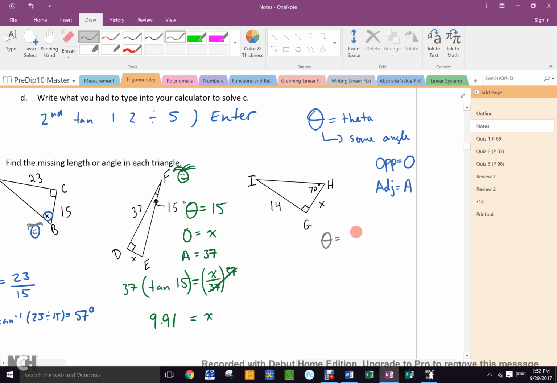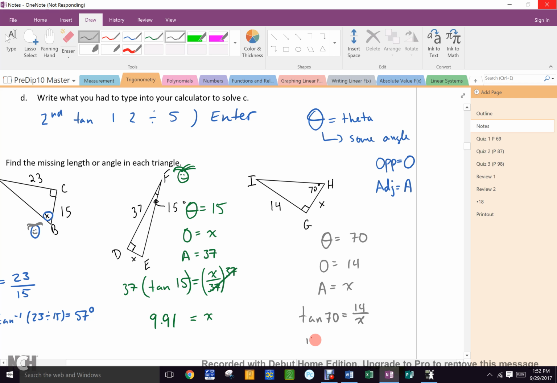Now, do the third one. What is my theta? 70. What is my opposite? 14. What is my adjacent? What is the equation? 4 tan 70 is equal to 14 divided by x. Now, all of you have done enough algebra. I am confident in your abilities that I can tell you the shortcut. When it's denominator, we multiply. When it's numerator, we divide. So it is 14 divided by tan 70 to equal x.